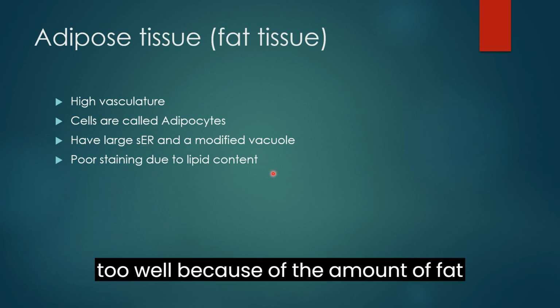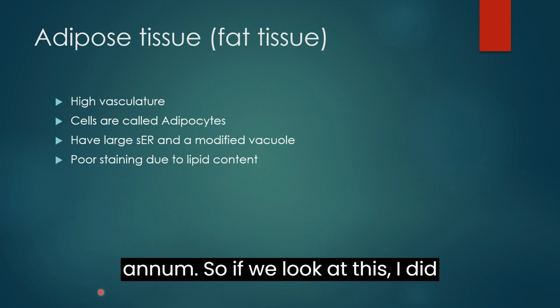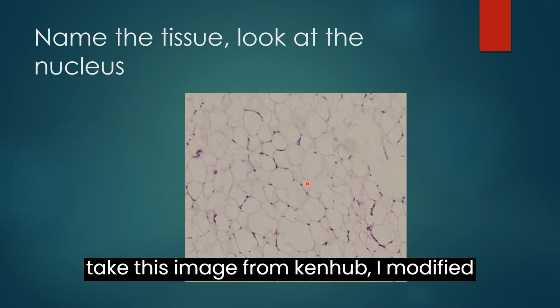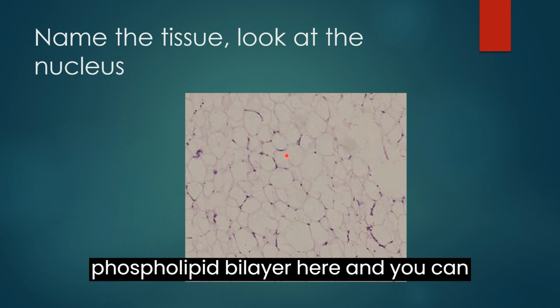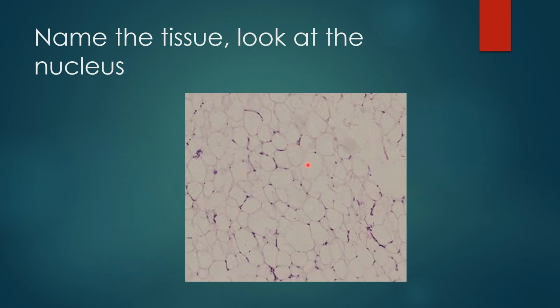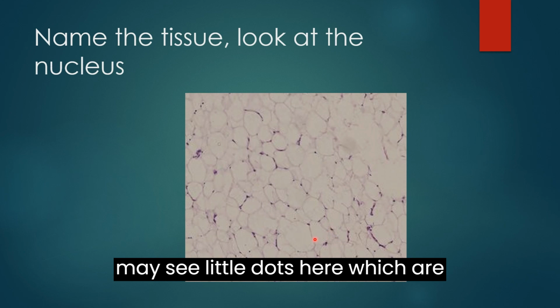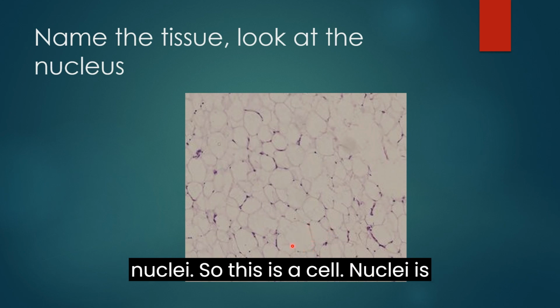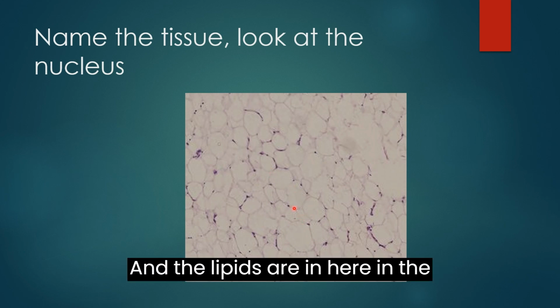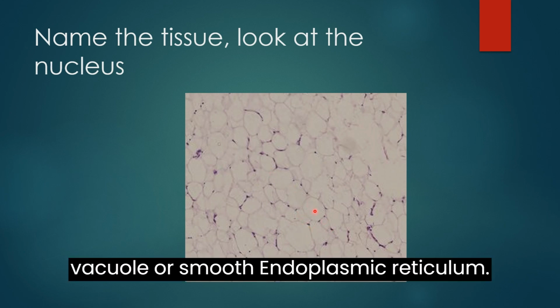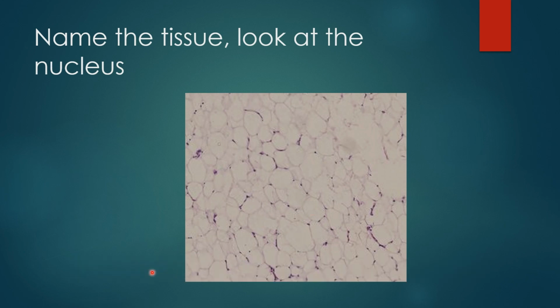They don't stain too well because of the amount of fat in them. So if we look at this, I did take this image from KenHub. I modified it a little. You can see the phospholipid bilayer here, and you can see it doesn't stain too well. And you may see little dots here, which are nuclei. So this is a cell, nuclei is here. So each one of these is a cell. And the lipids are in here in the vacuole or smooth endoplasmic reticulum.